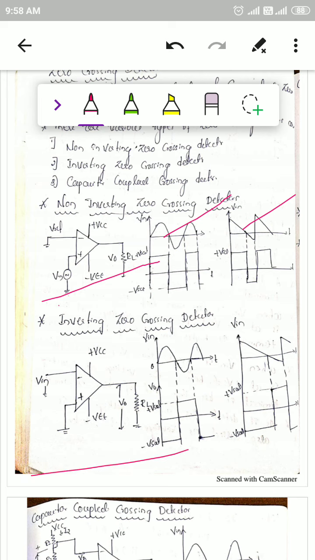The inverting zero crossing detector is once again simple. The input is given to the inverting terminal and the non-inverting terminal is grounded. That is the difference between the inverting and non-inverting zero crossing detectors. See here, positive input gives negative output, and negative input gives positive output. Why? Because it is an inverting type of ZCD, zero crossing detector. So that is the function of the zero crossing detector here.